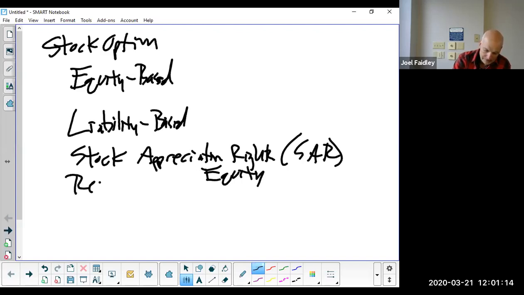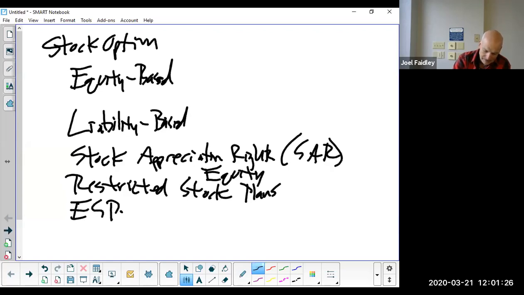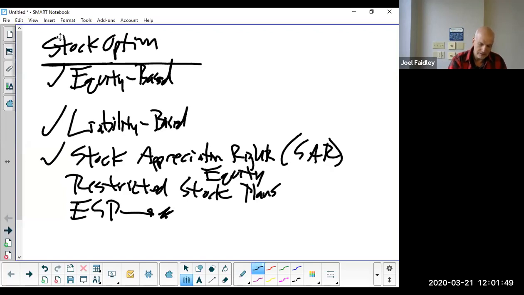And we're also going to look at restricted stock plans. Employee stock ownership plans, although I'll talk about that later, it's not that important a topic in this particular chapter from the standpoint of trying to focus on the most important parts. But we're going to look at equity-based, liability-based stock options, also stock appreciation rights, which is sort of separate from these other two, and then restricted stock plans.